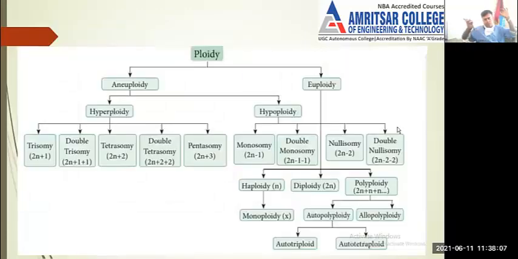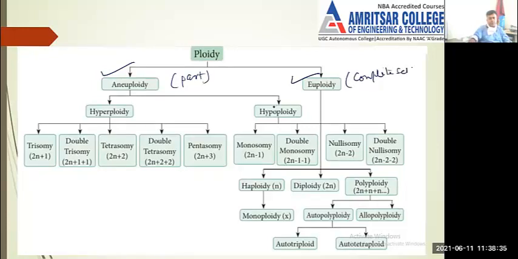Now this is the summary of all types of ploidy. Ploidy types: aneuploidy and euploidy. Aneuploidy means part of the chromosome set is changing. Euploidy means a complete set of chromosomes. Hypoploidy means less. Hyperploidy means more.